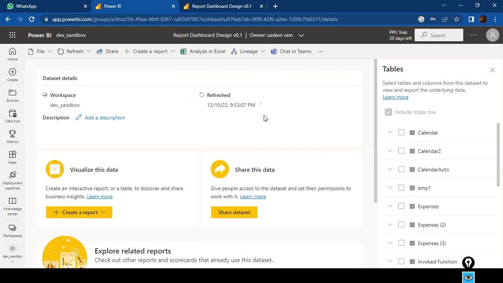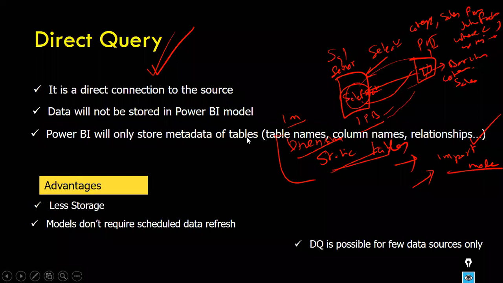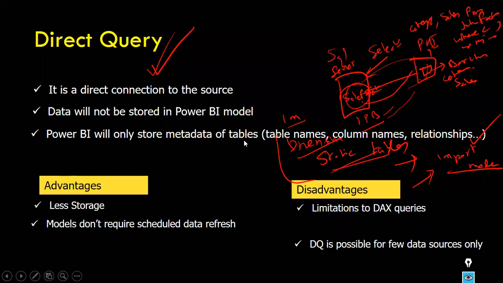Still, it is loading here. The refresh is very slow. It will take some time. The disadvantage is the limitations on DAX queries. This is one problem with direct query: you cannot use all the DAX queries. Limited Power Query operations: even in the Power Query editor, you cannot do all kinds of data pre-processing. These are the two limitations. And direct query is possible for a few data sources only. This is another limitation. Not all data sources have direct query mode available.